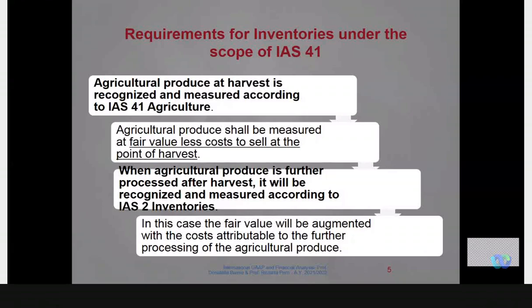Okay, fair value is market-based value. It is the price that will exist in normal conditions of trading between knowledgeable parties. They know the prices and they agree to enter this transaction, and the price that is executed in this transaction is the fair value. So under normal conditions in the market. But what is the difference then between fair value and net realizable value?